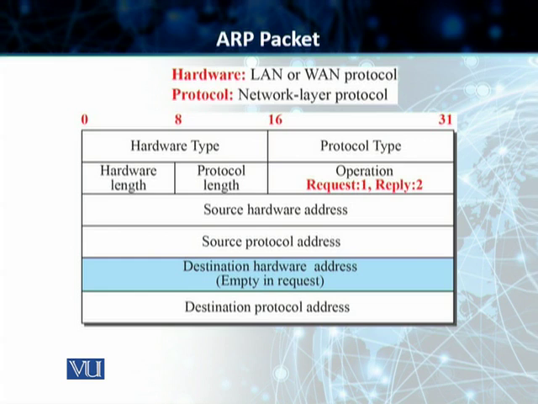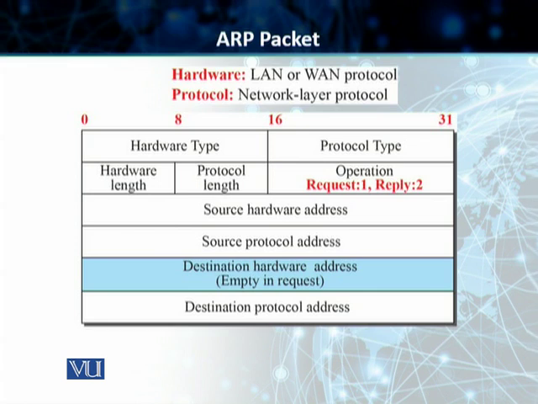pretty self-explanatory. So the first field that you see out here is the hardware type. Students, the hardware type defines the type of the link layer protocol. For example, if you're using Ethernet, then there is a particular hardware type field that is allocated to Ethernet, and that type is given 1. So we'll have 1 in this hardware type.